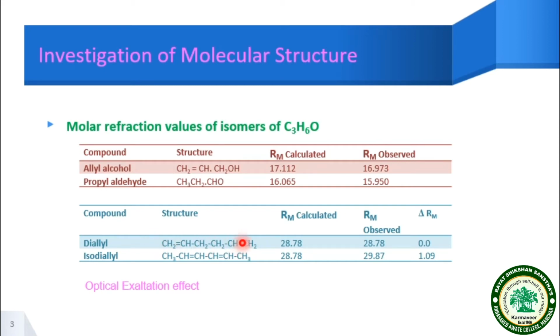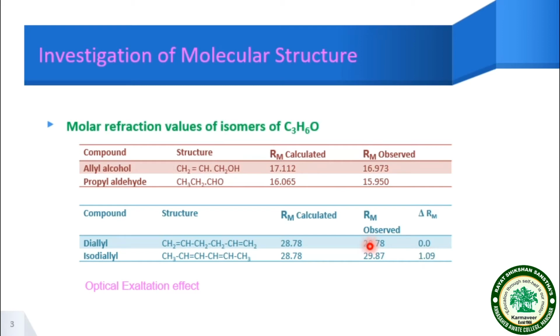For these two different isomers, the calculated values are 28.78 for both. But the observed value, these being two different chemical compounds, is 28.71 for one and 29.87 for the other. It is higher by 1.09. Here only two double bonds are there and they are in alternate fashion. If three double bonds are there in alternate fashion in long chain compounds, you will find this difference is again more. If four double bonds, again this difference is more. It means whenever the double bonds are in alternate fashion, the observed values are higher than the expected value.